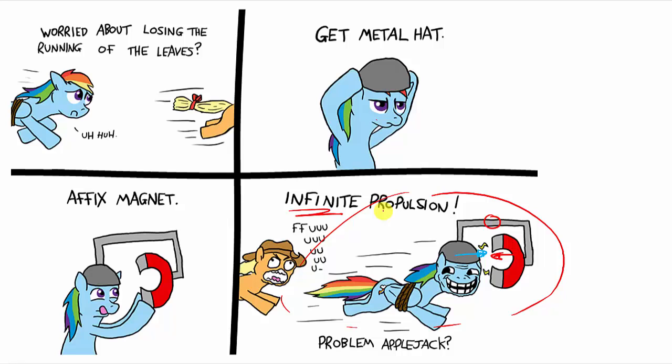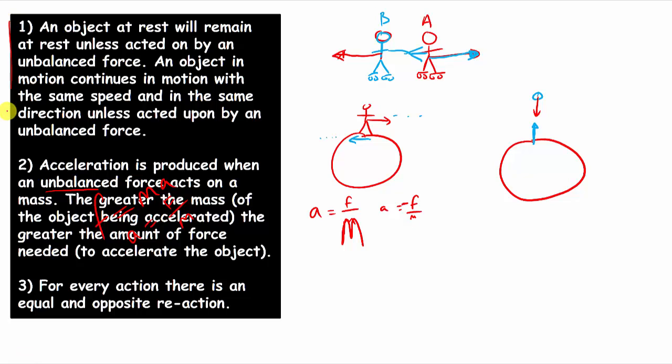So she would stay stationary, or she'd continue doing what she was always doing, which is just an expression of the first law: an object at rest will remain at rest unless acted on by an unbalanced force. An object in motion continues in motion with the same speed and same direction unless acted on by an unbalanced force.